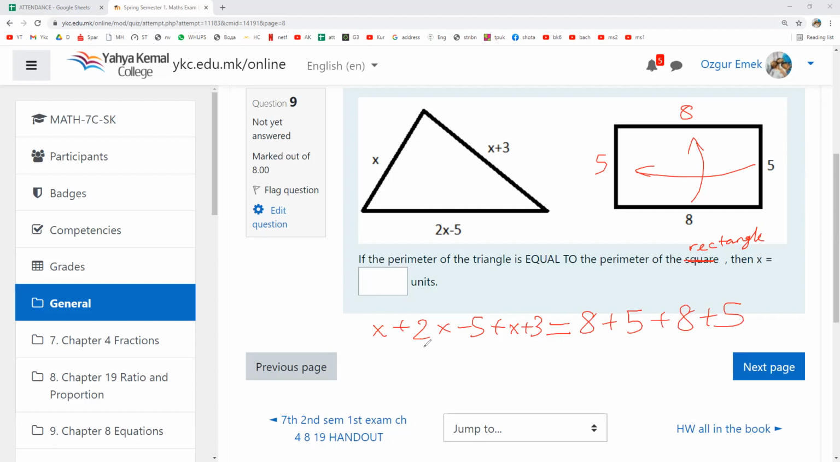On the left side, x plus 2x plus x, 4x. Minus 5 plus 3 is minus 2. And on the right side, we have 5 plus 5, 10. 8 plus 8, 16. 16 plus 10, 26. Minus 2 on the other side, plus 2. 4x equals 28. 4 multiplied by 7 is equal to 28. X should be 7, or if you want to show one more step, x equals 28 over 4. That's equal to 7.